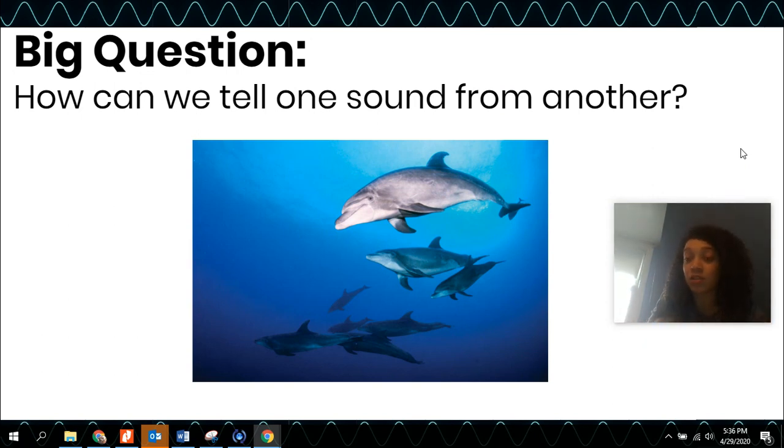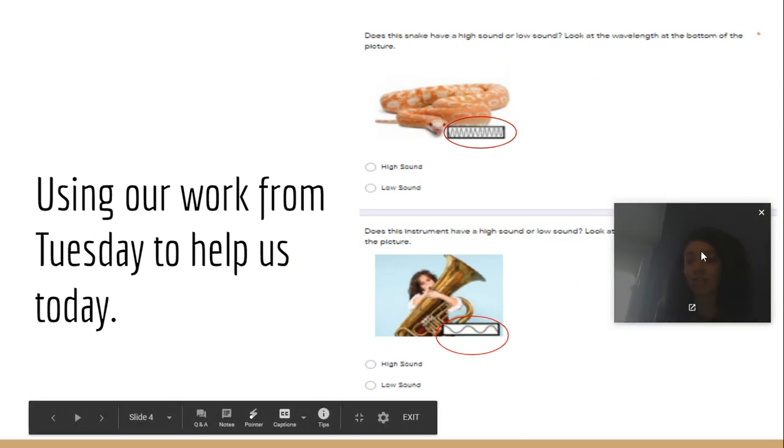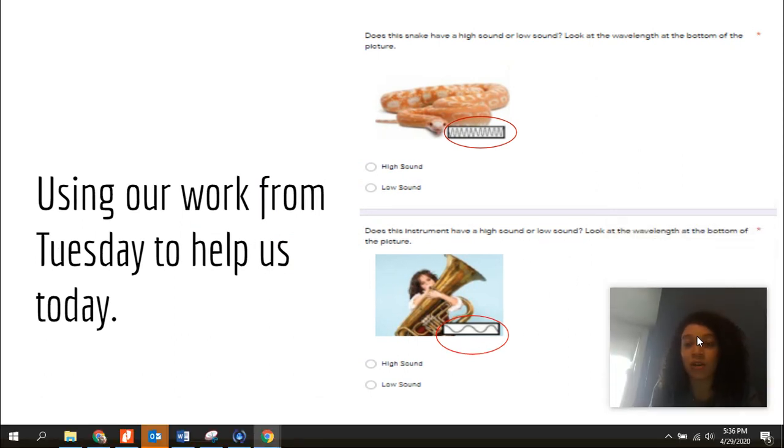And that's going to help us go back to that question of how can a mother dolphin and a baby dolphin, a calf, distinguish those sounds from one another? So the way that we can do this that's going to help us is some work that we did earlier in the week on Tuesday.